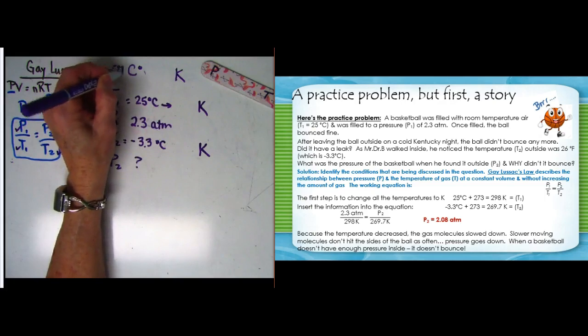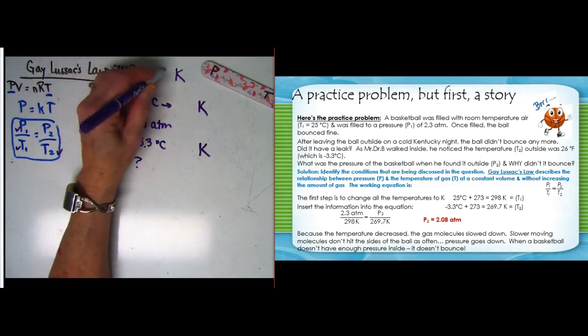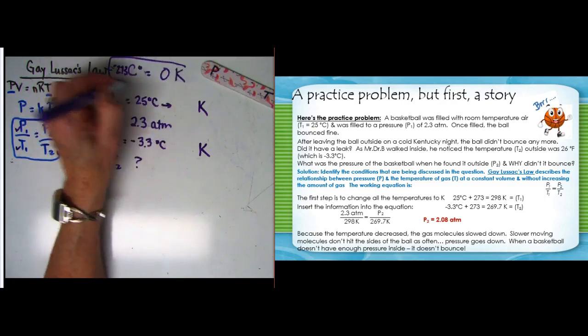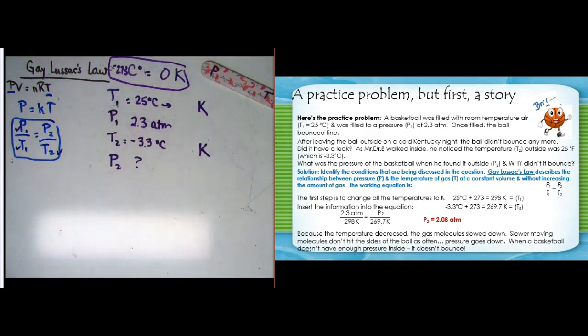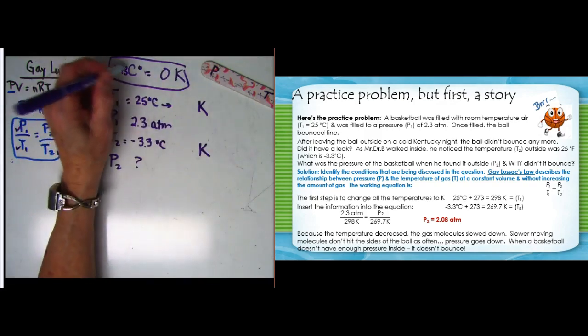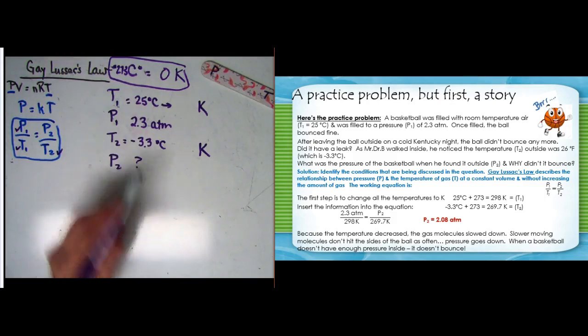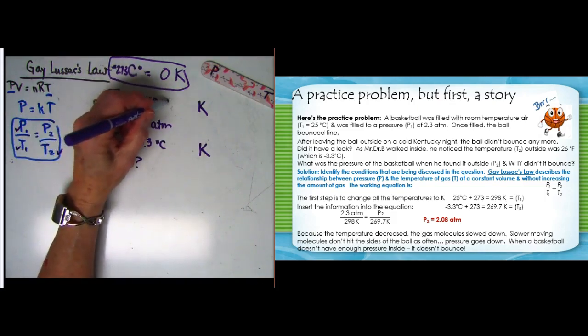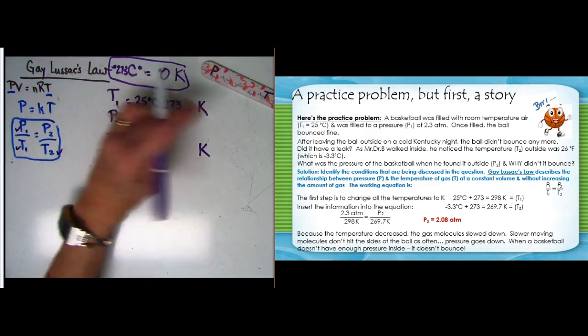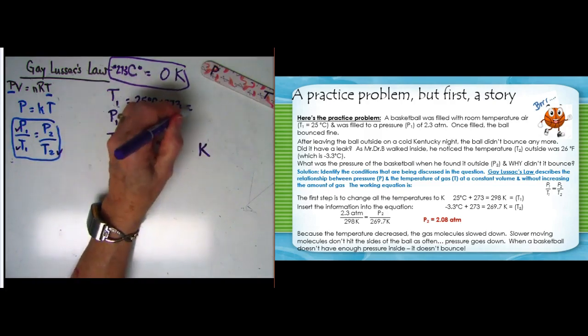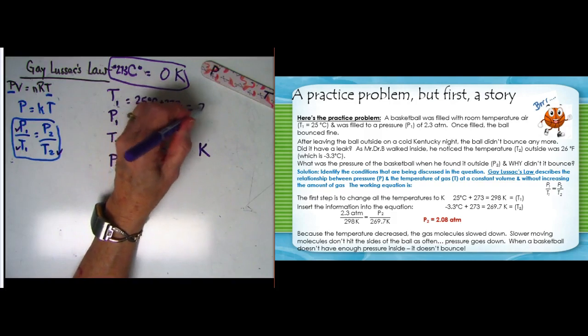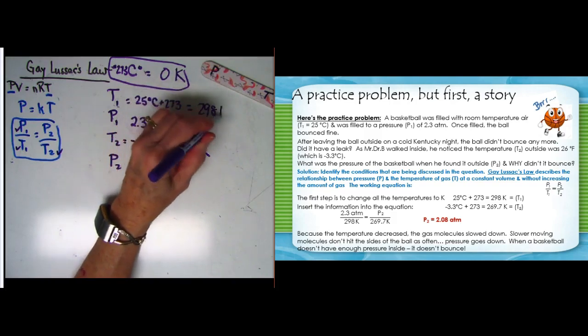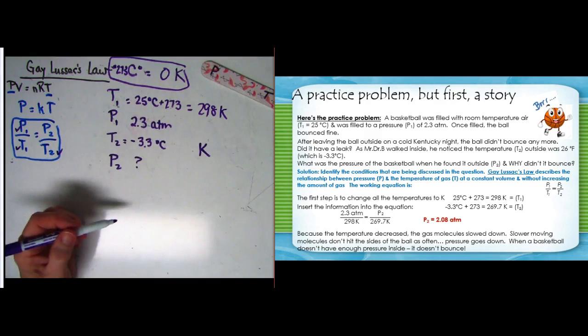Negative 273 Celsius is equal to 0 Kelvin. That's going to be our conversion. So in order to go to Kelvin, we're going to take this 25 Celsius and add 273 to it. And what we're going to get there is 298 Kelvin. That's going to be our T1.